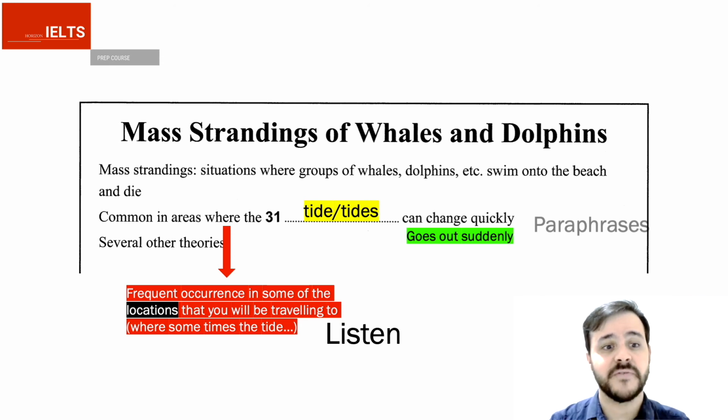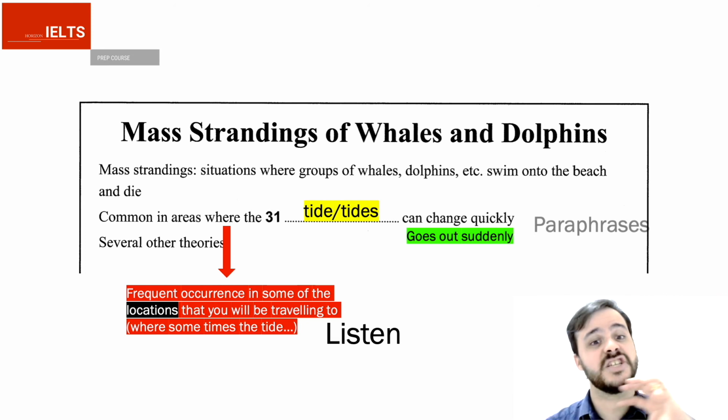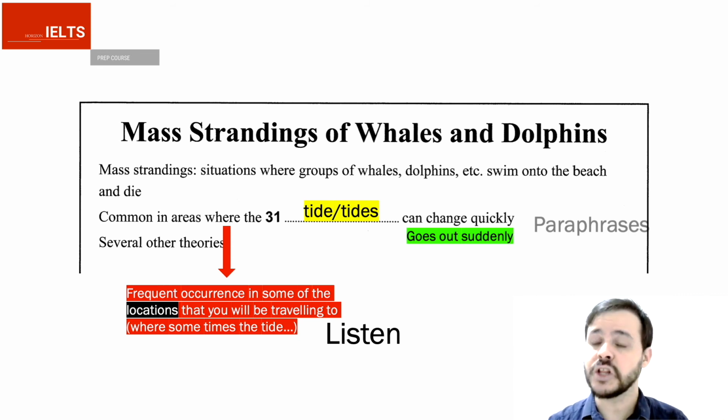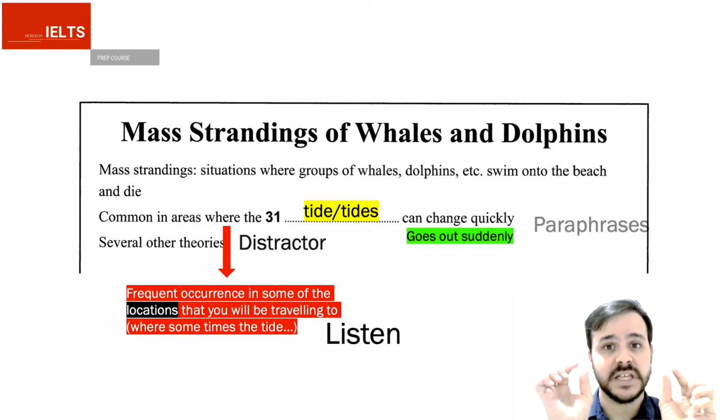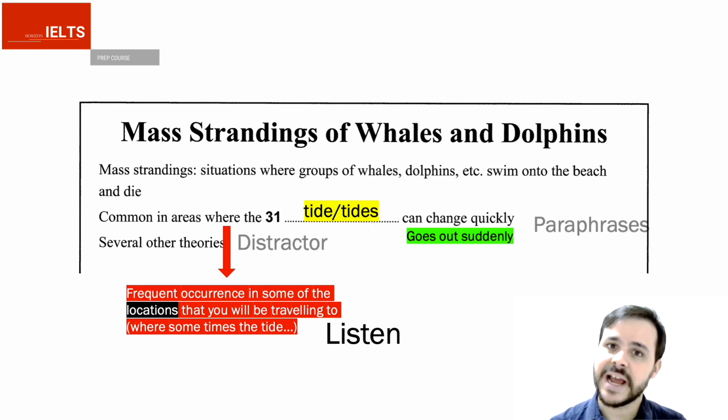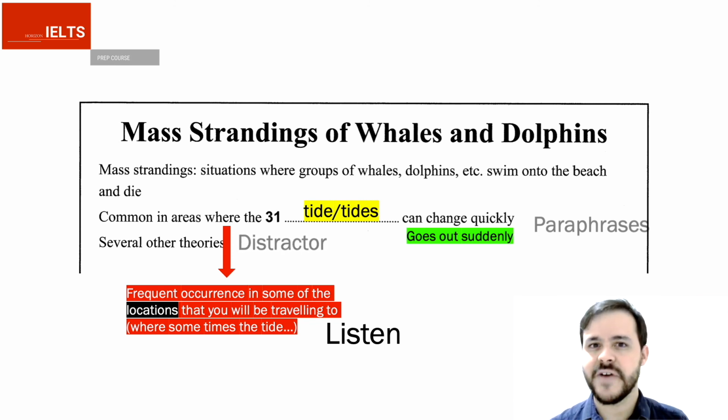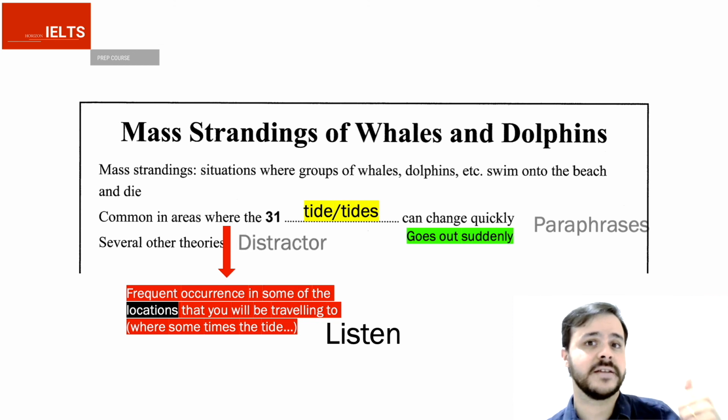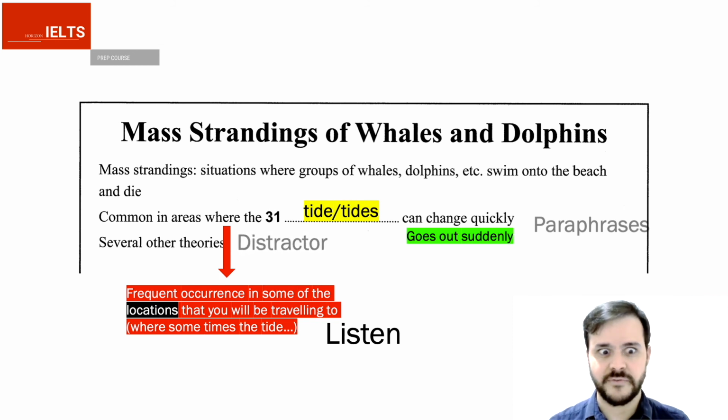Frequent occurrence in some of the locations, parentheses, that you'll be traveling to, and then the answer, where sometimes the tide goes out suddenly. They put this in the middle on purpose. And this is to test your capability to understand the general idea of that phrase and not focus on specific terms or specific words. This is what we call distractors. So you have to practice this. We need to develop identifying paraphrases and identifying distractors. So we don't write the answer, the first word that could make sense in the sentence. Instead, we wait, understand the general context, and then we identify what word will make sense.